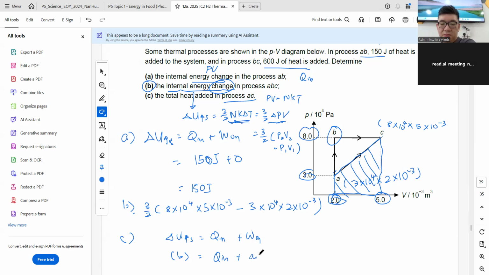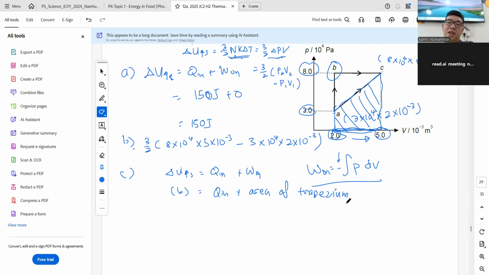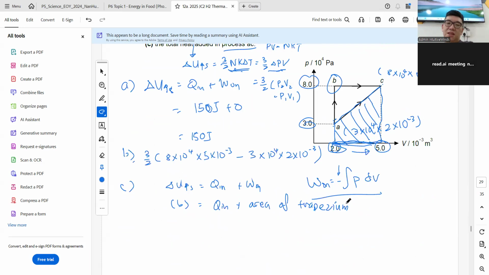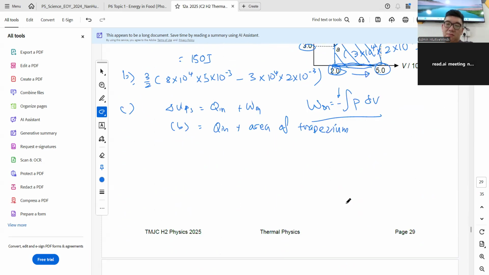It's the area of the trapezium. Now, why is that so? Because W on is equal to minus the integration of P with respect to V. That's the general formula. So make sure this is negative. You must have a negative here. Besides, it's expansion. If it's expansion, then it must be negative. Okay? And that concludes the solutions for the examples.